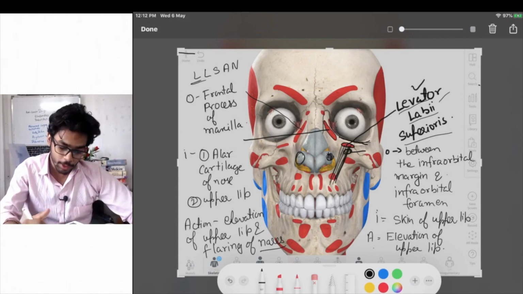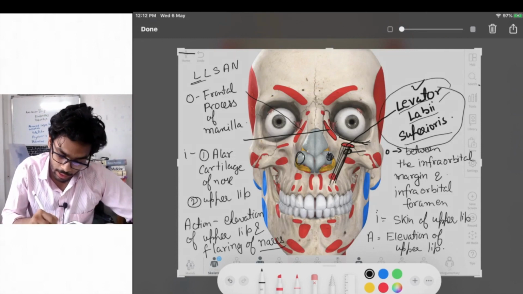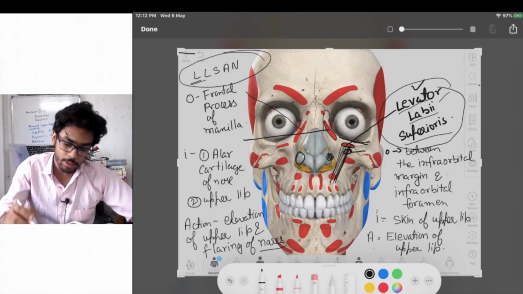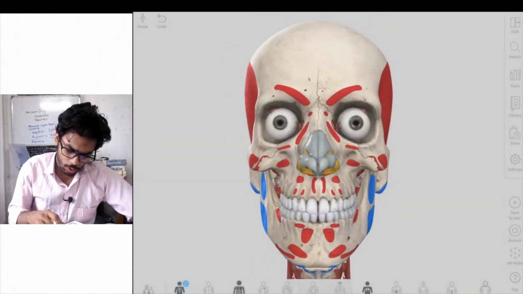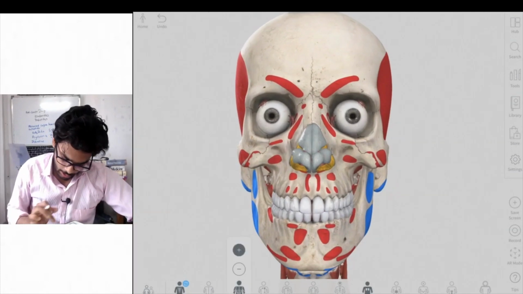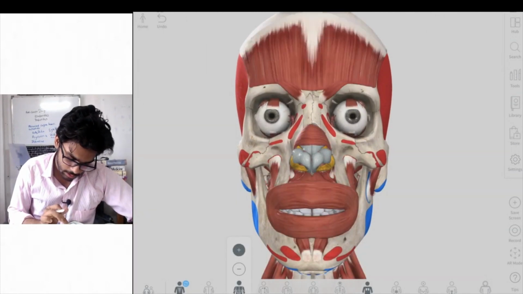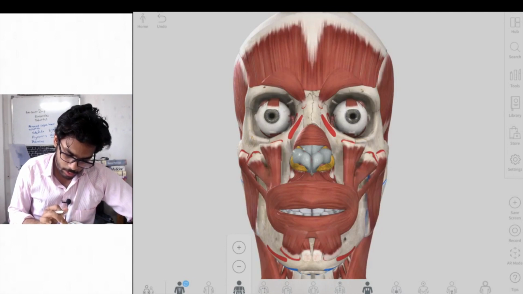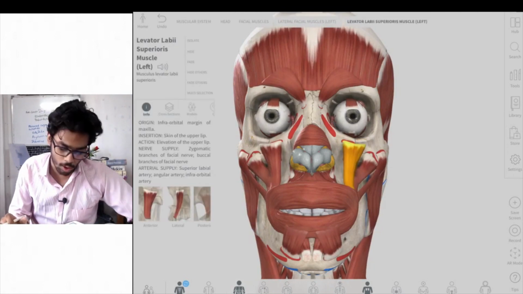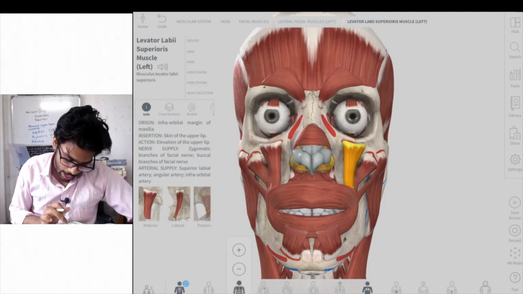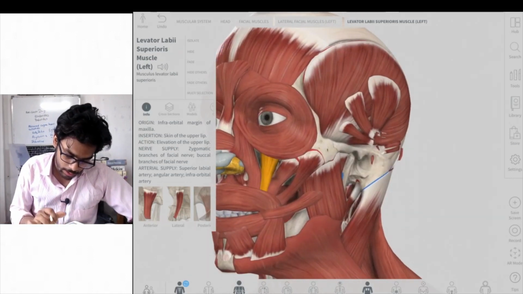Let me show you both these muscles, levator labii superioris and levator labii superioris alaeque nasi, in the diagram. I think you got this concept clearly. Now let me show you where these muscles are present, how these muscles are arranged. Okay, so can you see this muscle? This is the levator labii superioris muscle. And when we add one more layer, can you see this muscle?